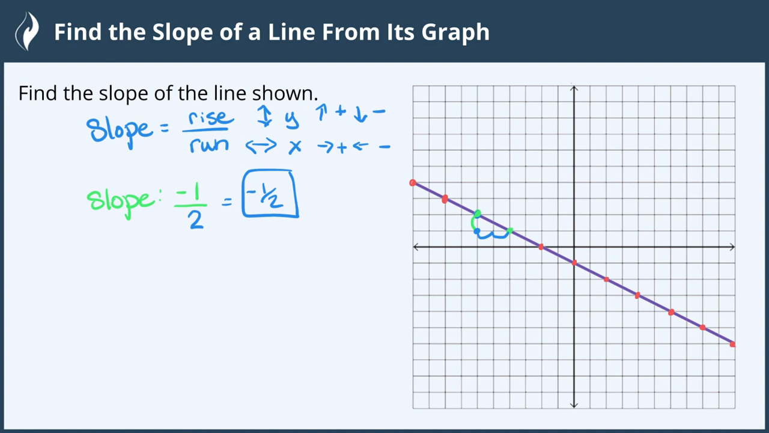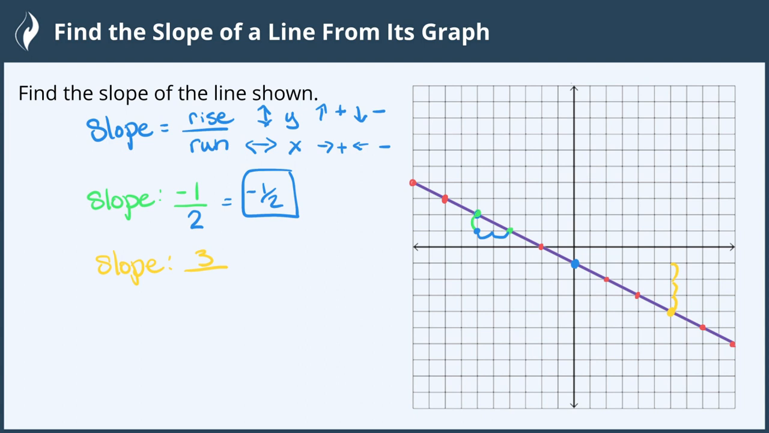We can use another set of points as well. Let's start down here and we'll work backwards, and let's go to this one here. It doesn't matter, we'll still get the exact same slope. So from this yellow point, we go 1, 2, 3 units up. So the rise is positive 3.